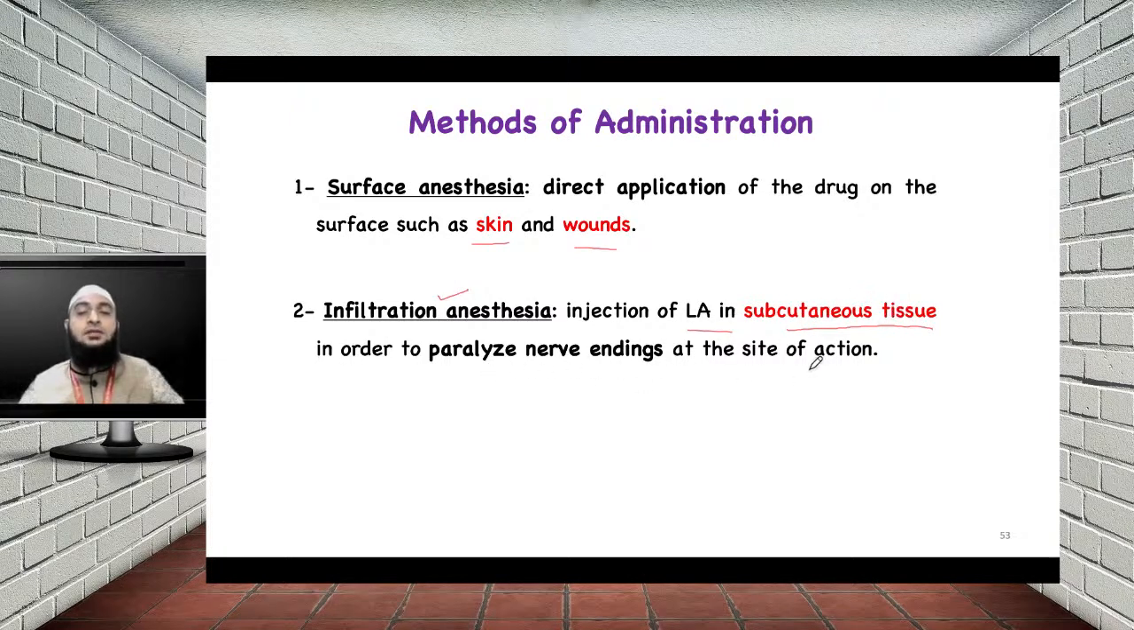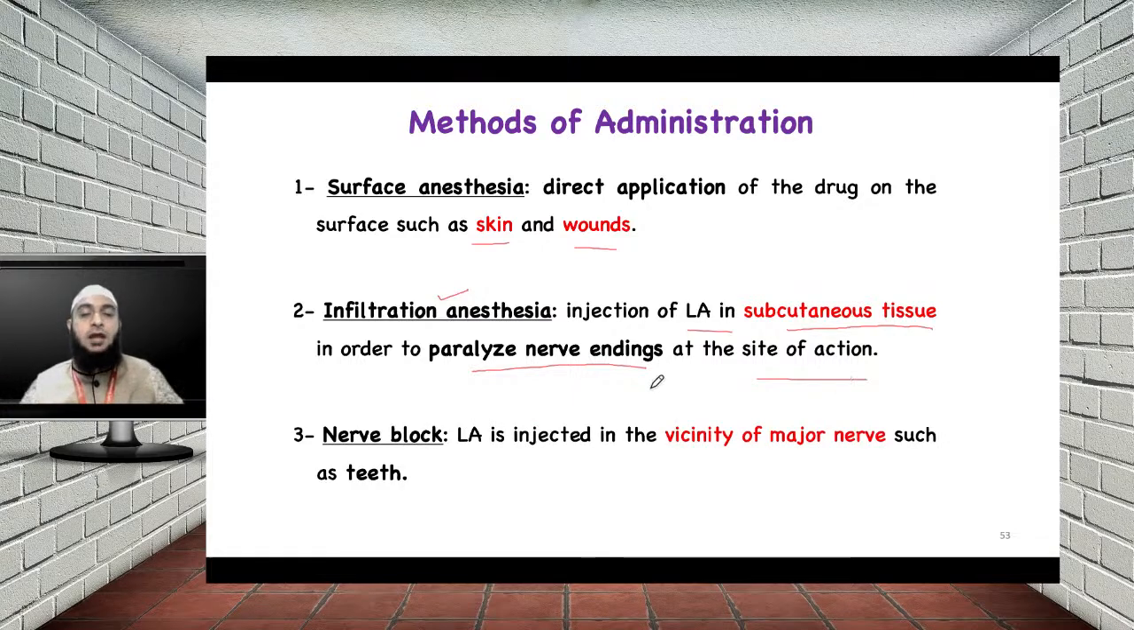When you give this injection, in the subcutaneous tissue generally many nerve endings are present. Since you have given the injection of local anesthetic in the subcutaneous tissue, those nerve endings will be blocked, and it may paralyze the nerve endings at the site of action. So if you want to make a very short incision using scissors at a particular area or in a very small area, there you can use infiltration anesthesia.